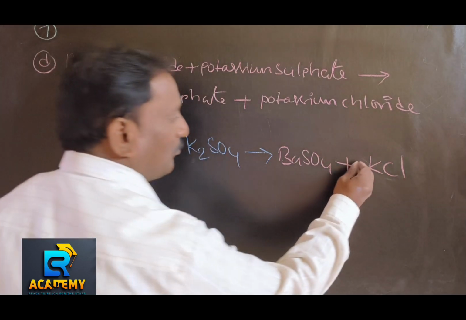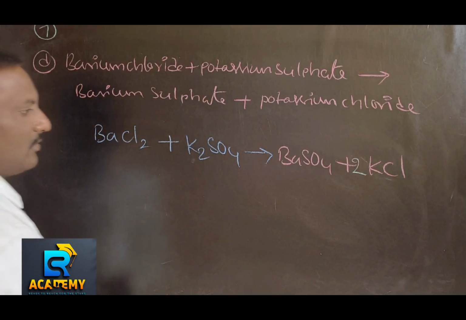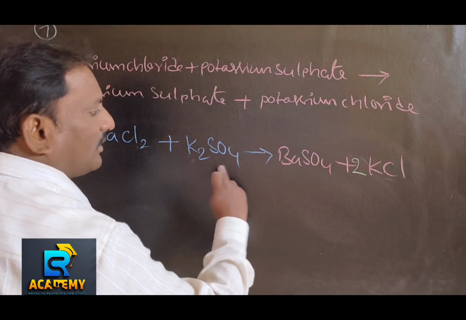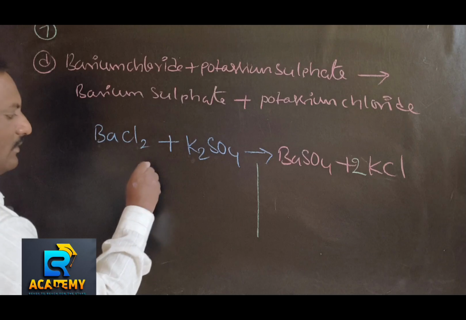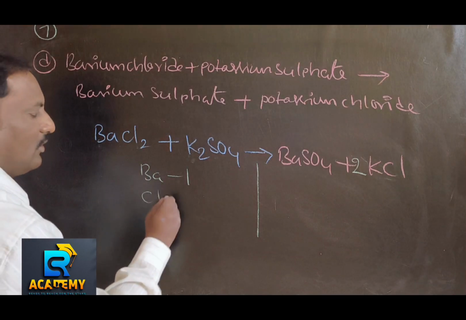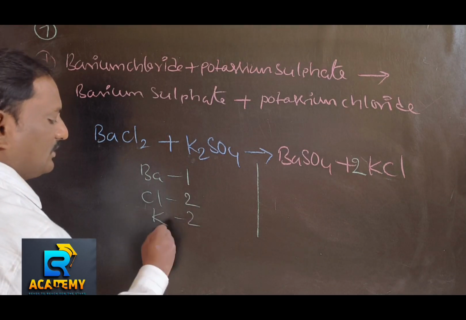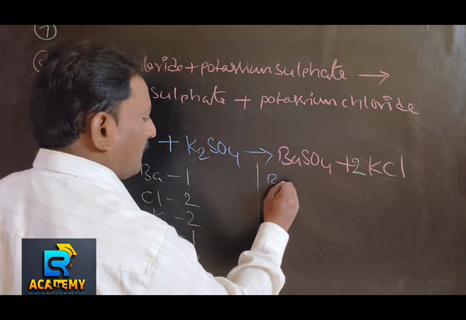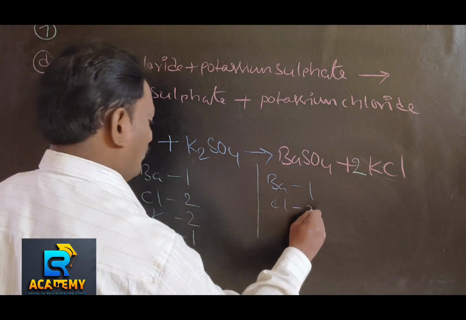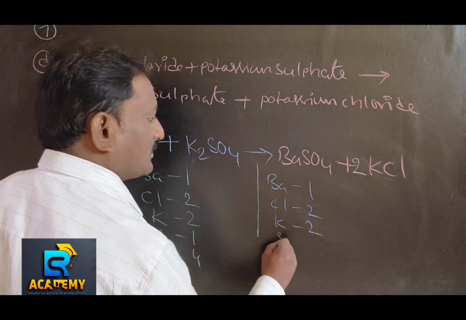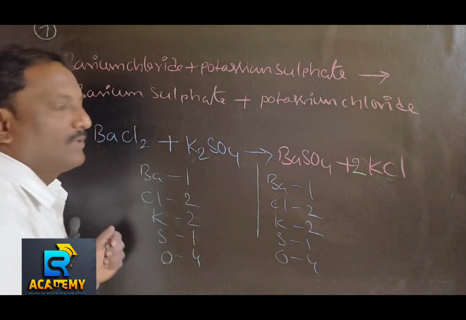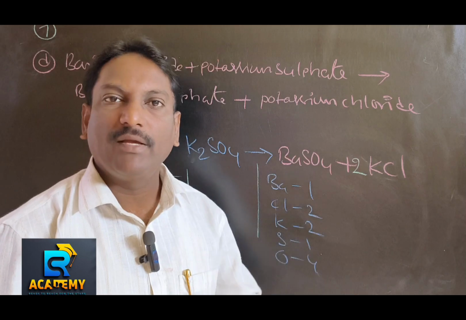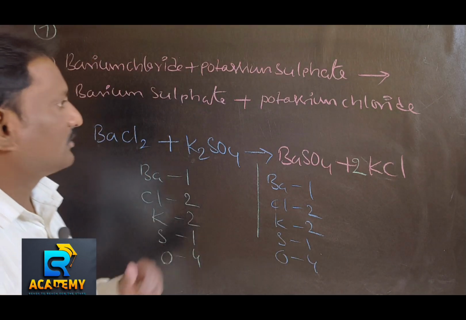Potassium here 2, here 1, multiplied by 2. Let us check. Barium 1, chlorine 2, potassium 2, sulfur 1, oxygen 4. On this side, barium 1, chlorine 2, potassium 2, sulfur 1, oxygen 4. It's a balanced chemical equation. This is a double displacement reaction, at the same time a precipitation reaction. Make a note.